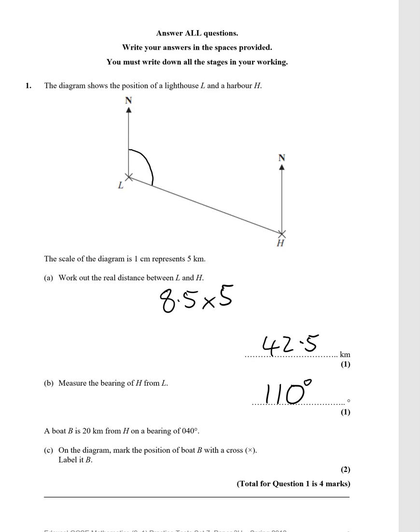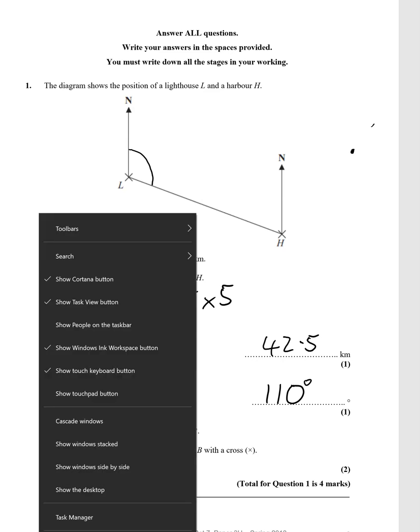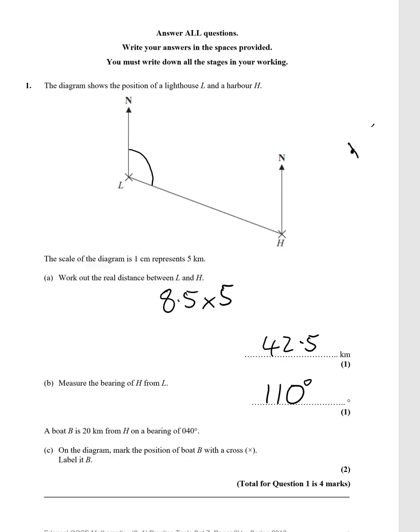So we need to mark on the bearing at H, which is about 40 degrees is there. And then, because we've got 20 kilometres, but our scale is 1 centimetre to 5 kilometres, we need to go up 4 centimetres. So basically, line it up, your boat is about there. Put a cross. And that's question 1.